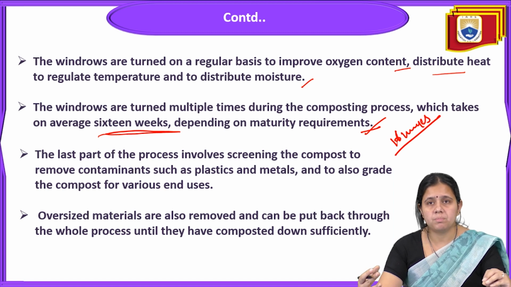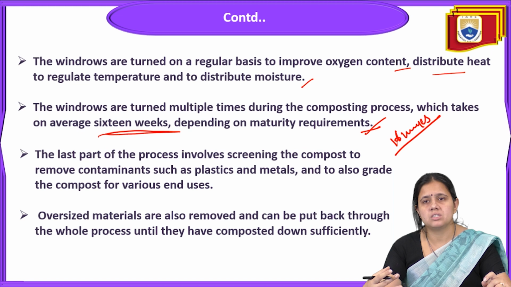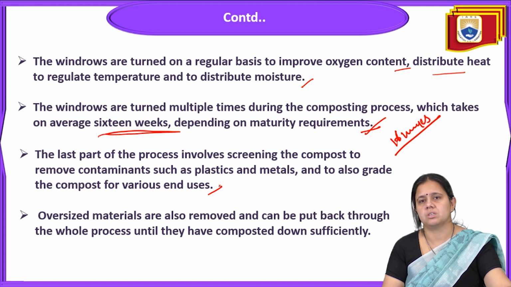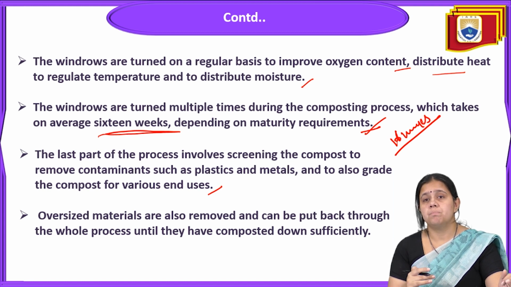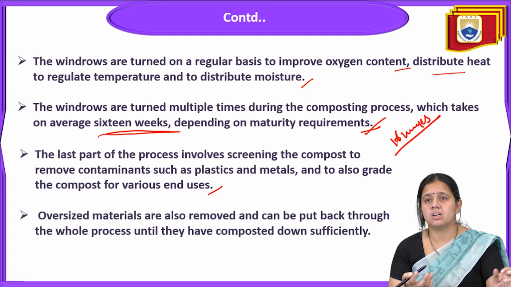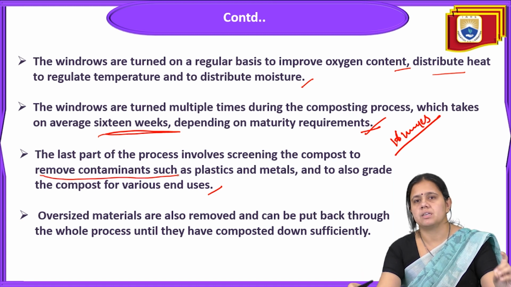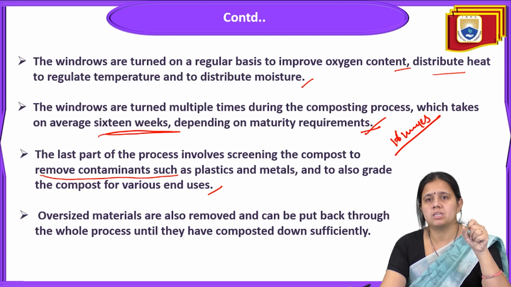The last part of the process involves screening the compost to remove contaminants such as plastic and metals, and also grading the compost for the various end users. So the process basically involves screening the compost to remove contaminants like plastic and metals. The contaminants are there in the composting site, in the composting bin, so it involves screening the compost.